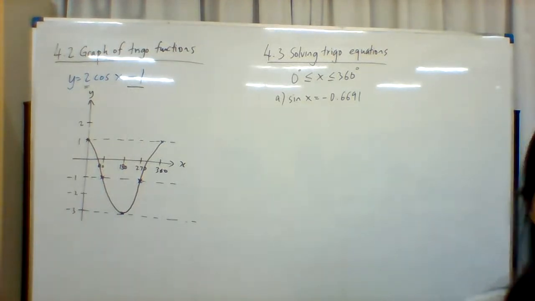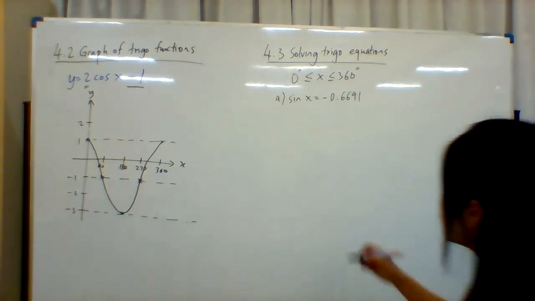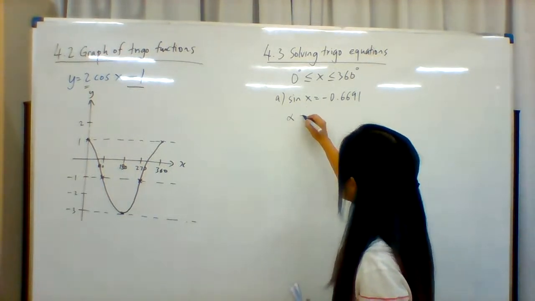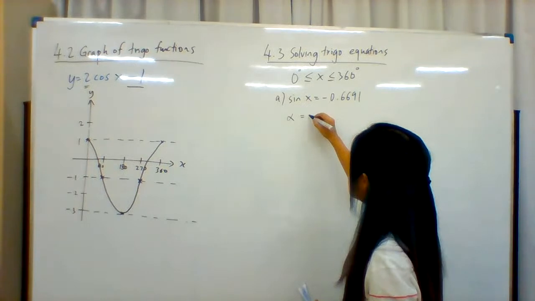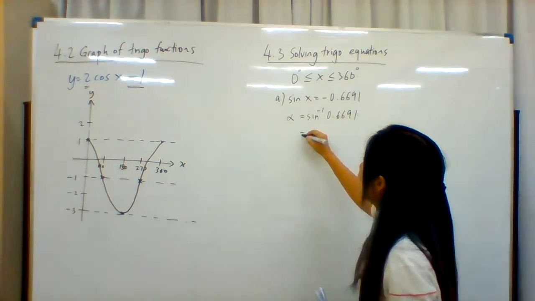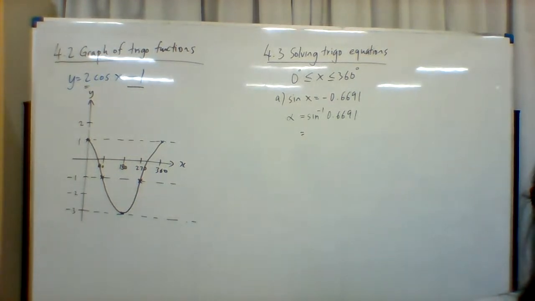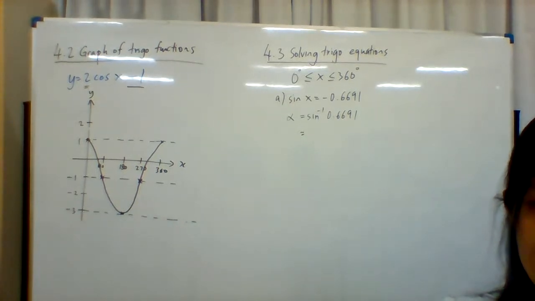Okay, if we are going to solve this, the first thing you need to look at is, number one, you have to find your basic angle. Number two, ask yourself, if sine is negative, which quadrant will it be in? In order to find your basic angle, remember, because you want to get x, you have to shift sine of your 0.6691. Now, listen to me, you do not type in negative into your calculator.